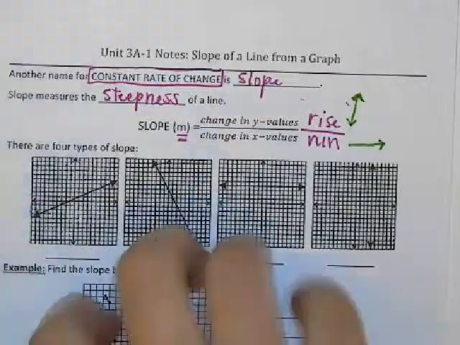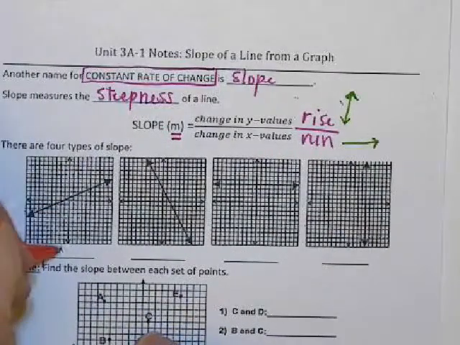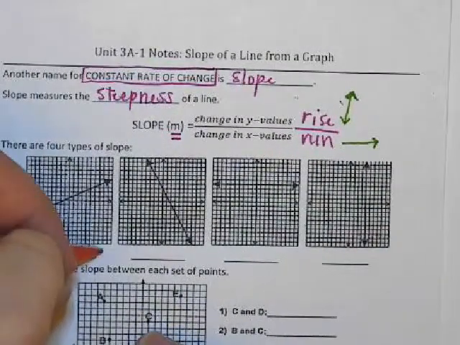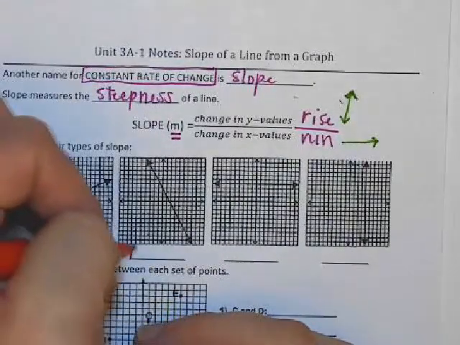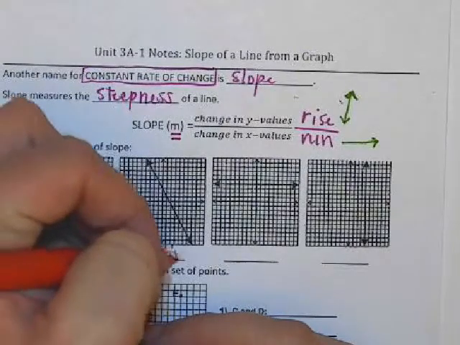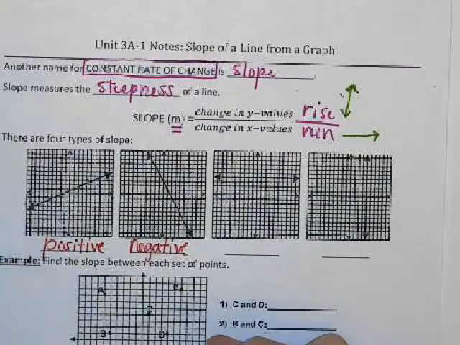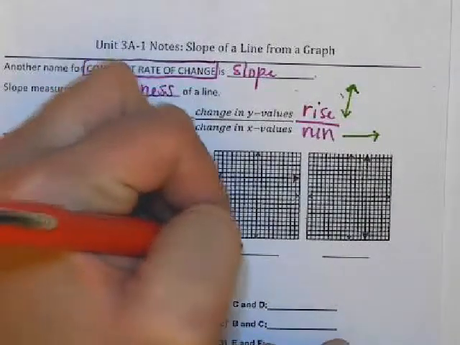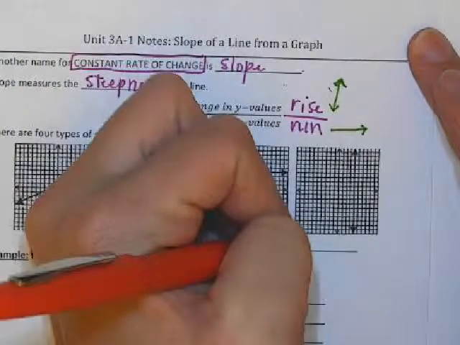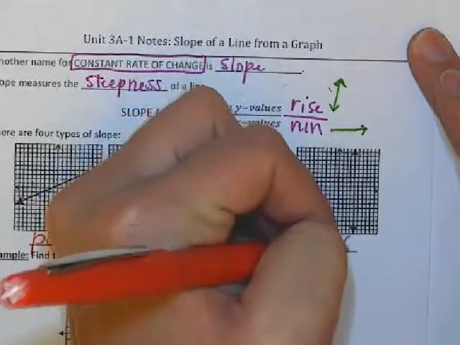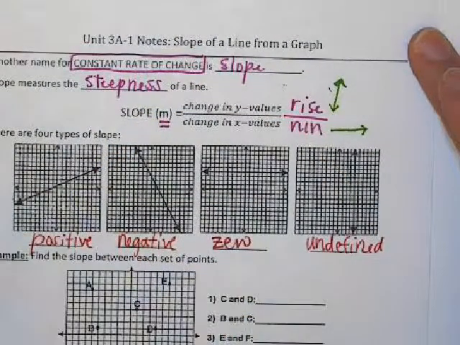There are four types of slope. There is positive: you're going up the hill. Then you've got negative: going down the hill. You've got one straight across, that is zero. You've got one straight up and down, that is undefined. I have a fun way to remember zero and undefined, but we're not going to talk about that today.